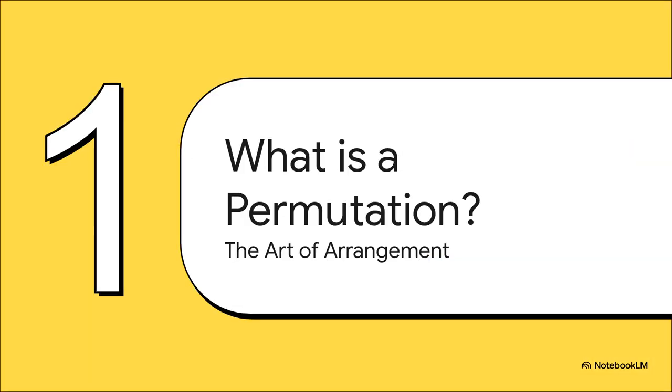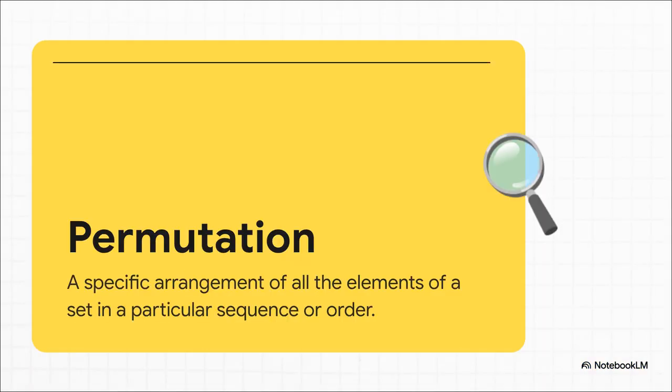Okay, first things first, let's make sure we're all on the same page. What exactly do we mean when we say permutation? It's actually pretty simple. A permutation is just a specific arrangement of a bunch of items. So, if you have the letters A, B, and C, well, ABC is one permutation. ACB is another. BAC is a third. It's all about the order.